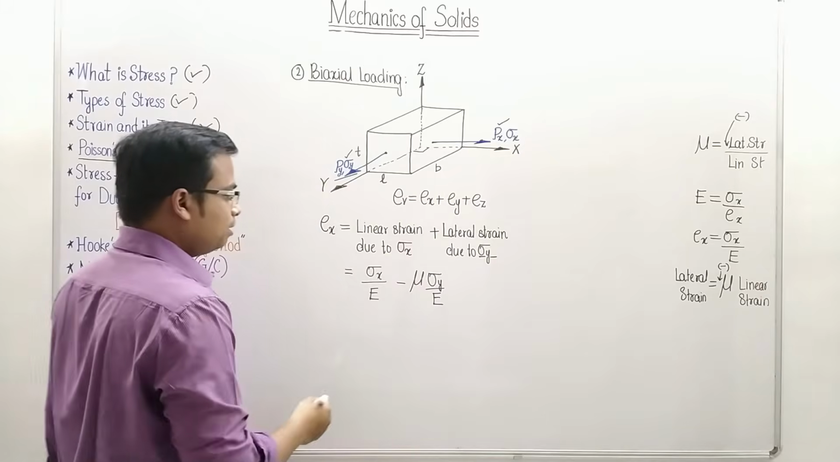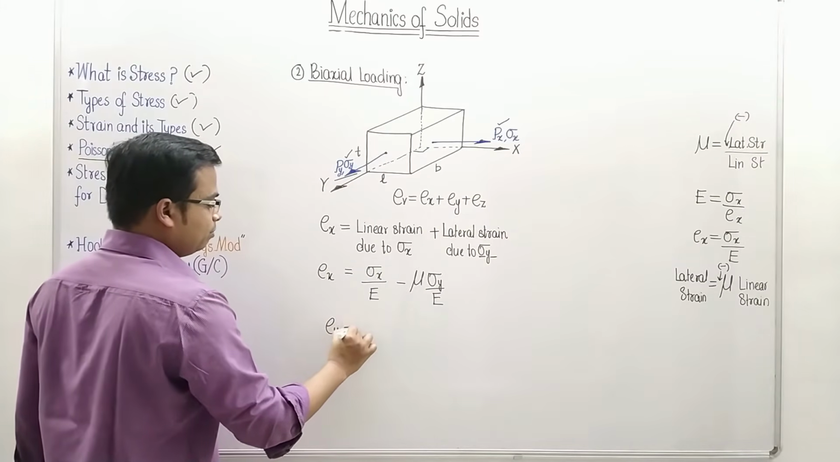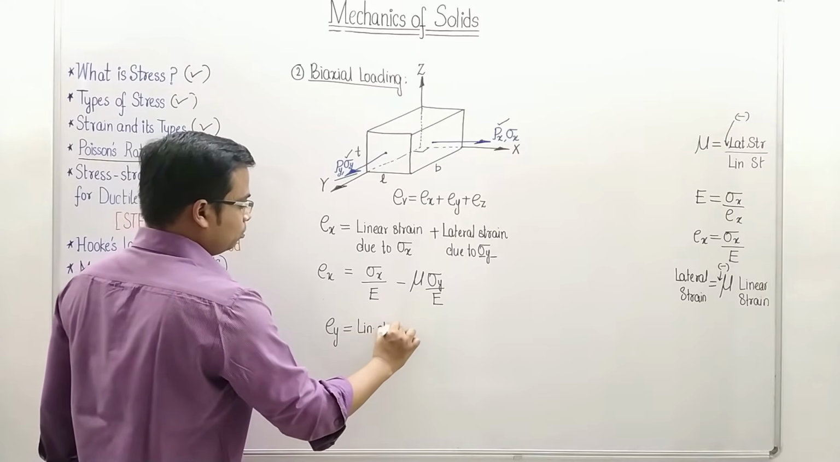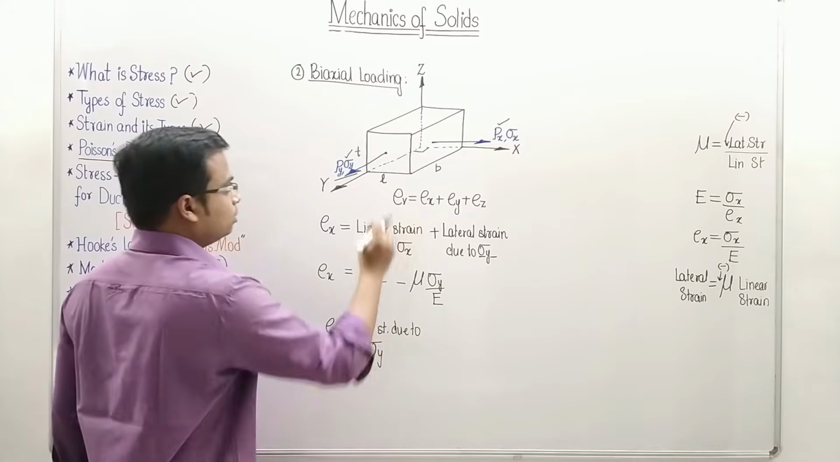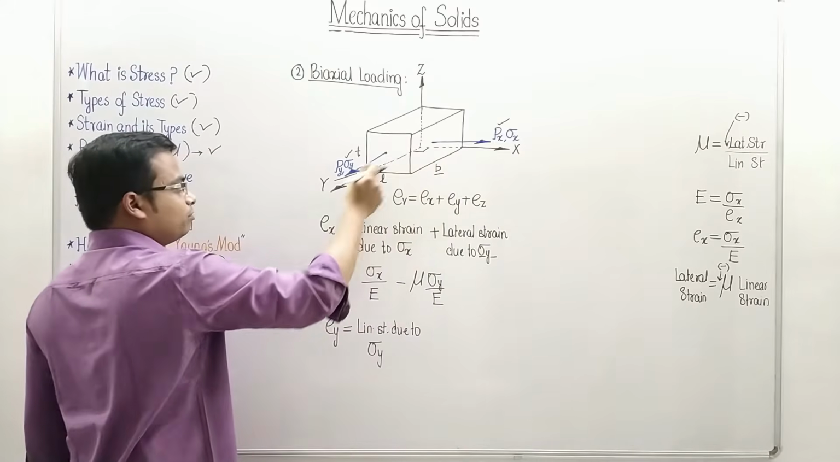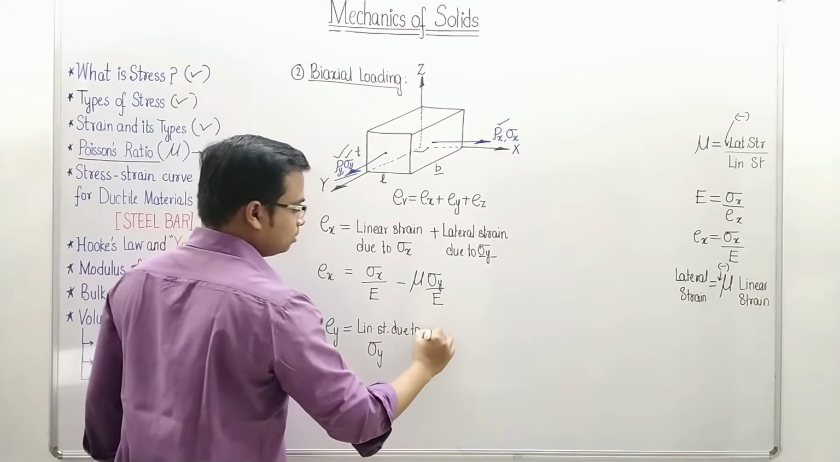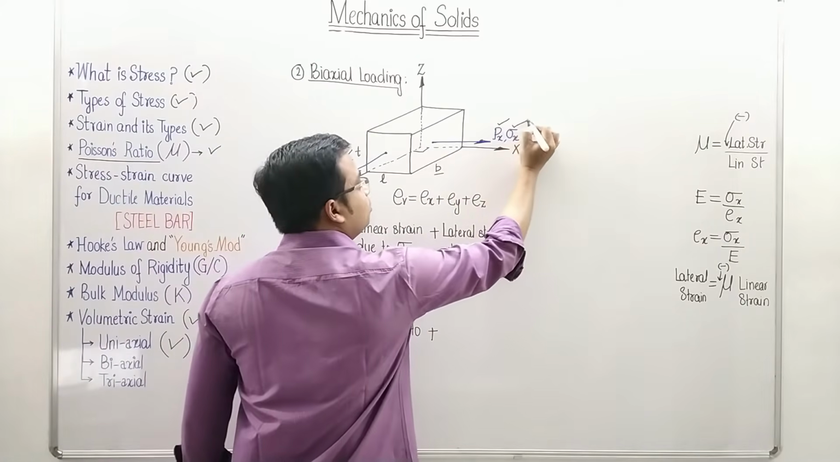That's it. In the same manner, guys, we can also calculate the value of Ey. Ey will be equal to what? Linear strain due to sigma y. Okay, so there is going to be a change in length, that is change in dimension B along this y direction because of this sigma y. That's exactly what we have done. Plus this B also changes because of whom? Because of this sigma x.